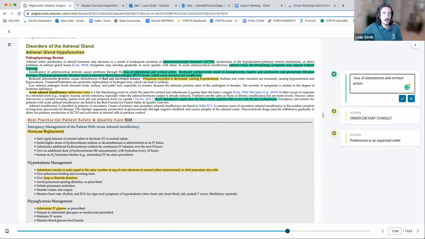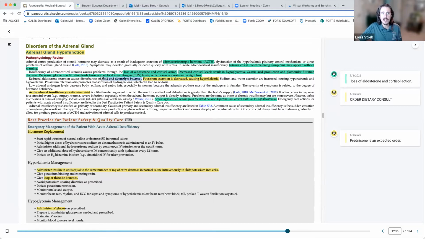I'll show you. Reduced aldosterone secretion causes disturbances in fluid and electrolytes. Potassium excretion is decreased, causing hyperkalemia. So this is what I mean when we say fluid and electrolytes. Your book tells you what you need to know. Sometimes you're like, I don't even understand what you're talking about, Mr. Trevor. How is that fluid and electrolyte? This is what your book is saying. So why do we care about potassium excretion? What happens in hyperkalemia? You have dysrhythmias and you die of a heart attack. So that's why we care.